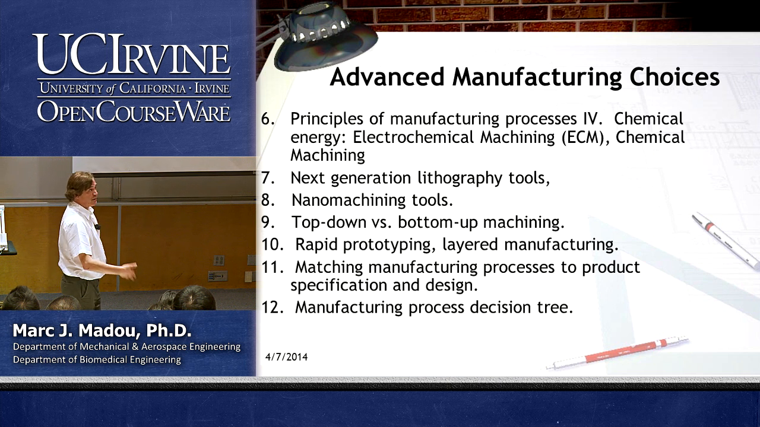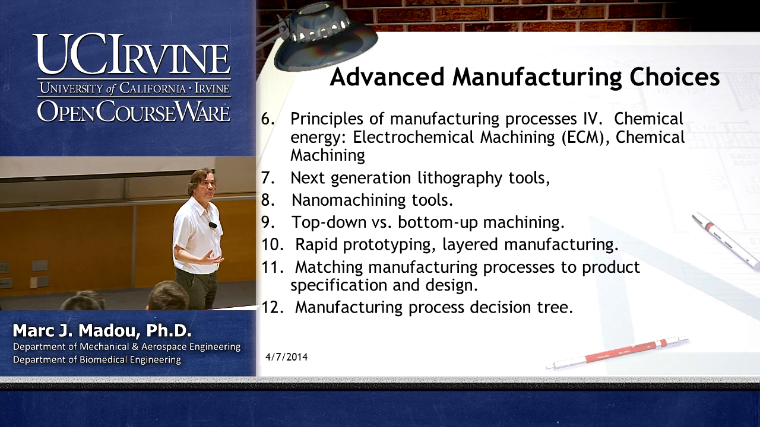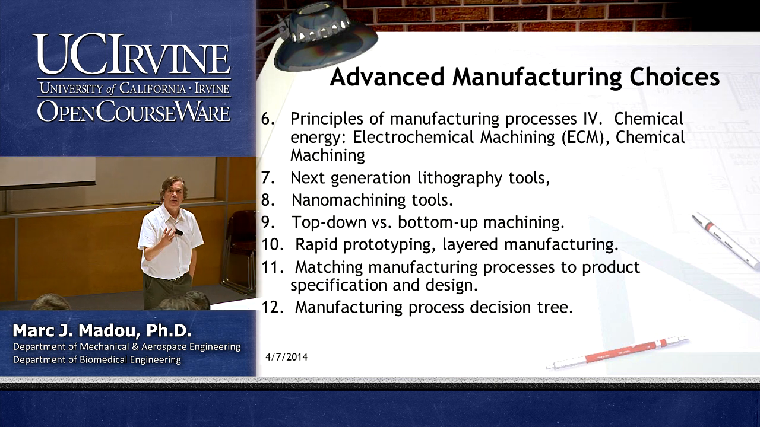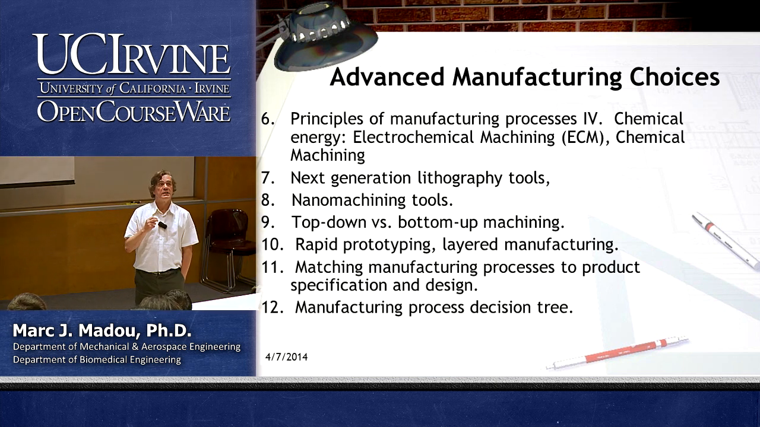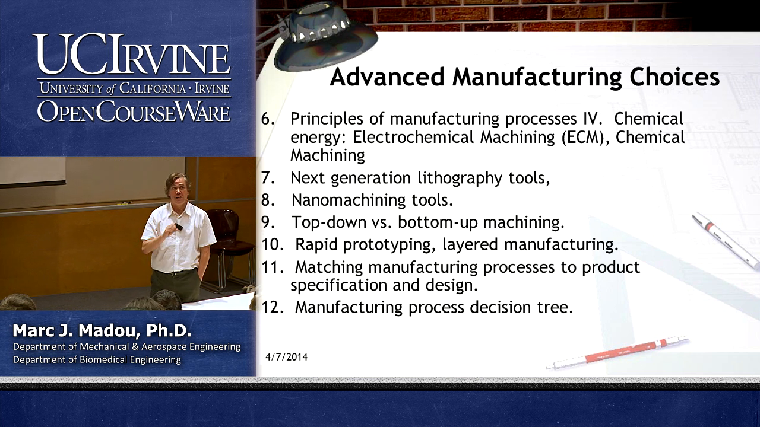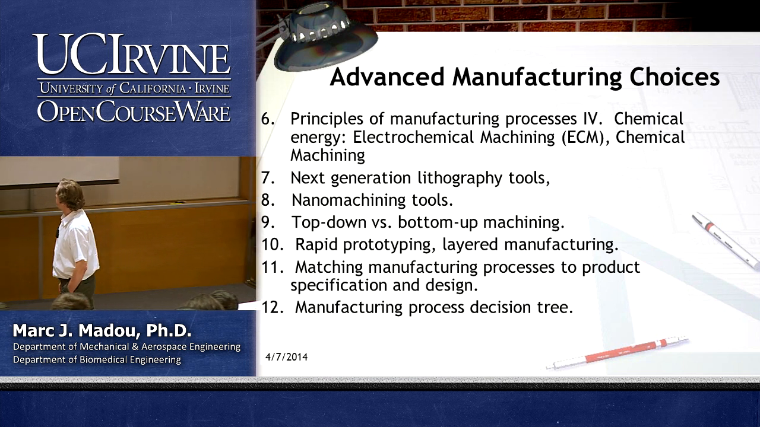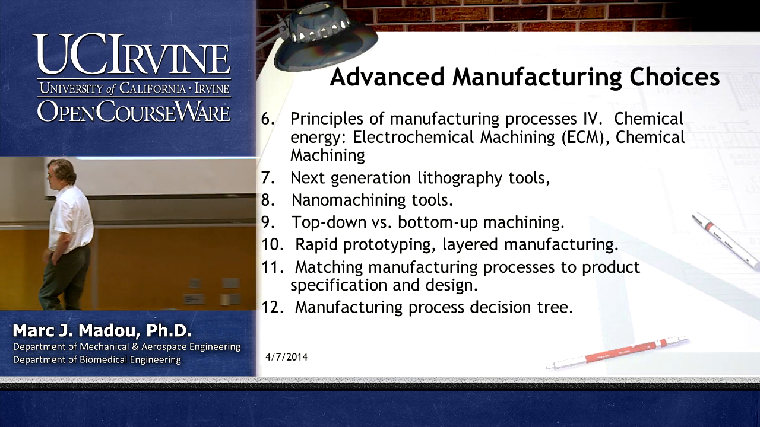Then 11 is, coming towards the end of the quarter, matching manufacturing process to product specification and design. That will be in the final. You will get such a problem. I will ask you for an optimum manufacturing technique for a certain design specification. And then we'll talk about the manufacturing process decision tree. So that is the syllabus.